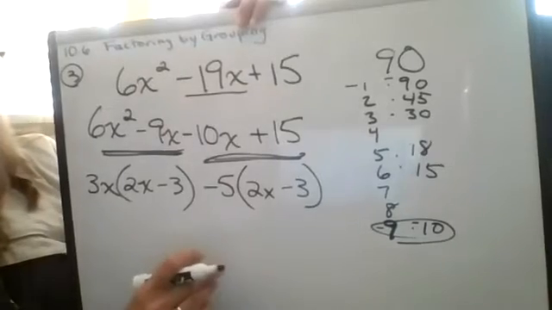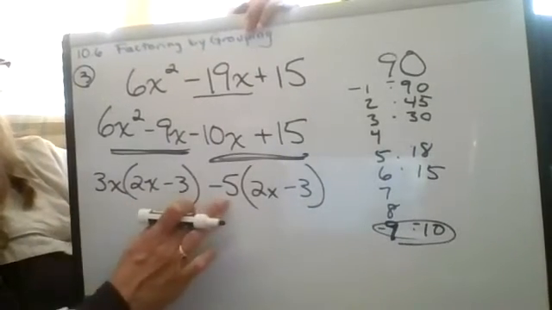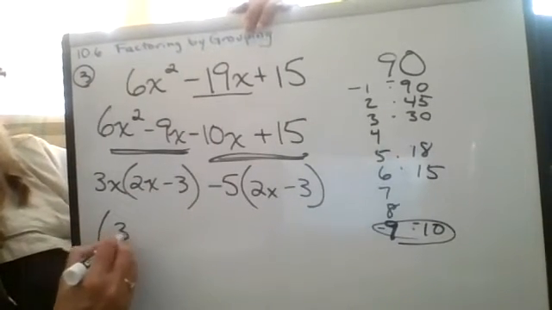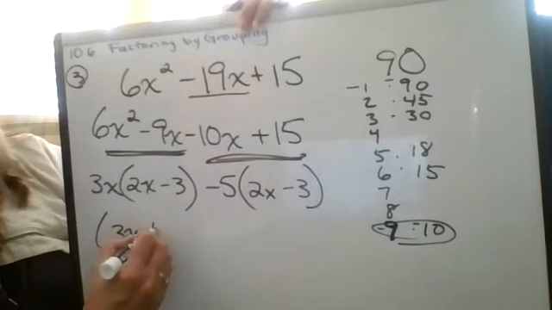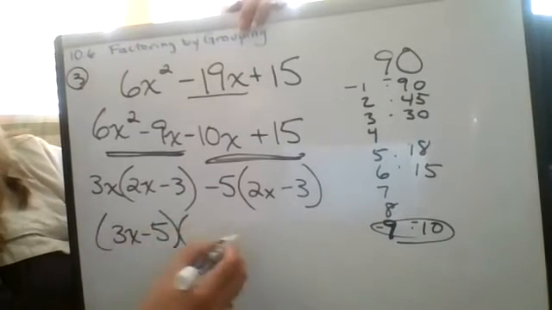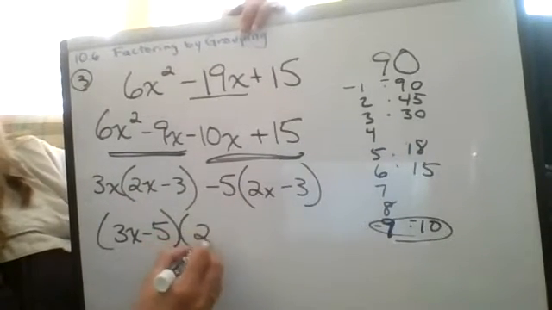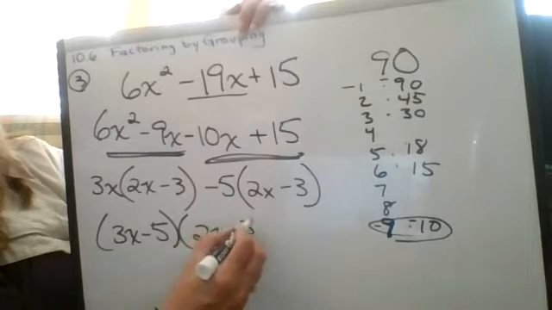So how do I rewrite the problem from this point? I take this and rewrite it as a binomial multiplied times another. And then I rewrite the second one, which is just going to be the 2x minus the 3.